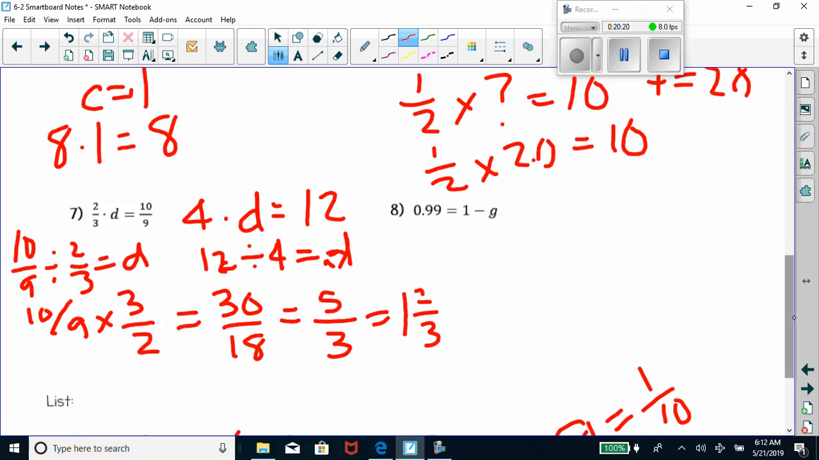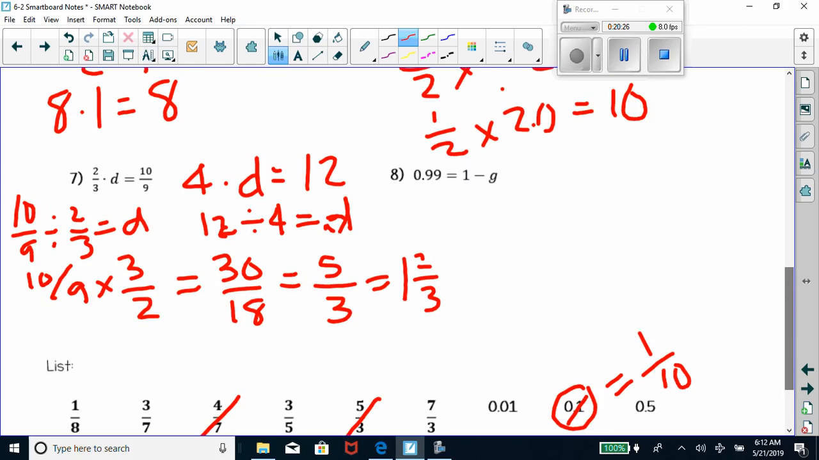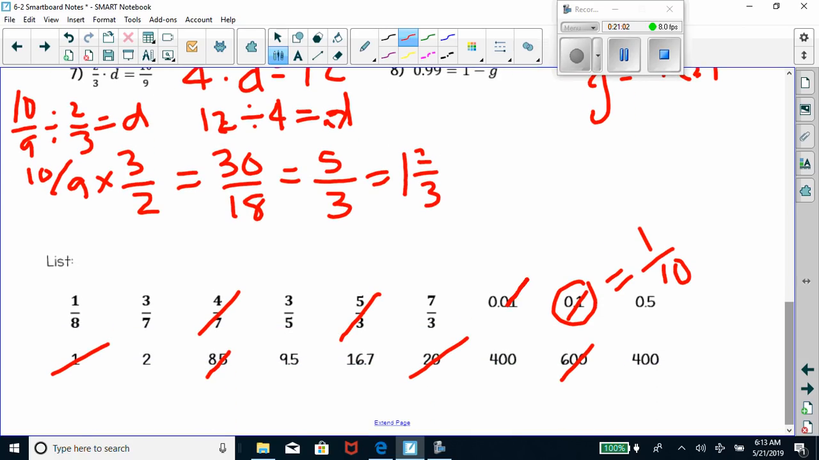2/3. Let's see if it's down here. Oh, there it is, 5/3. Okay. And now our last one. 99 hundredths is equal to 1 minus G. So 1 minus some number must equal 99 hundredths. So what would I have to subtract from 1 to get 99 hundredths? So intuitively, I think it's going to be 1/100th. If I take 1 and subtract 1/100th, I'm left with 99 hundredths. And there would be my answer.